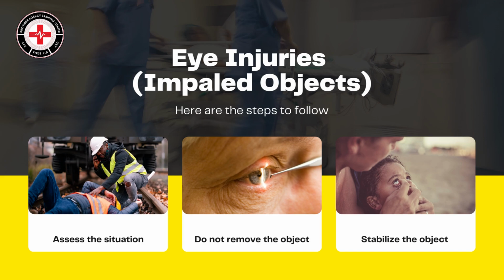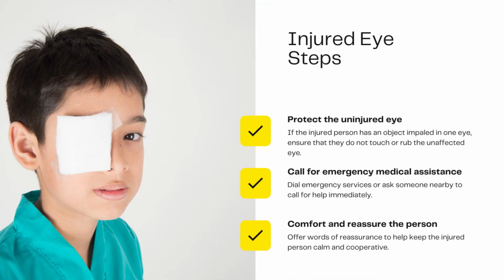If the object is still in motion, instruct the injured person to keep their eye as still as possible. Provide them with support to prevent any additional movement of the impaled object. Next, if the injured person has an object impaled in one eye, ensure that they do not touch or rub the unaffected eye. Additionally, dial emergency services or ask someone nearby to call for help immediately.